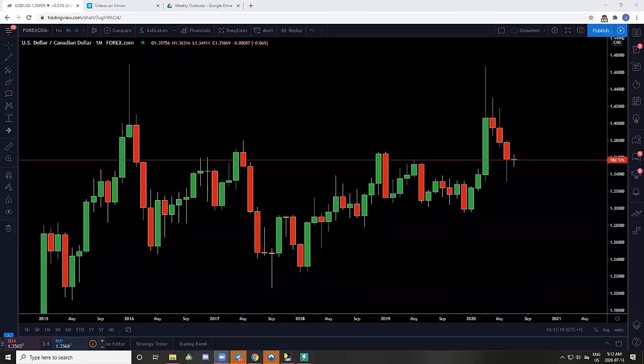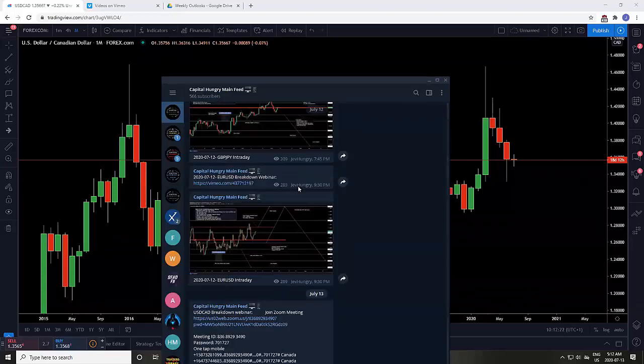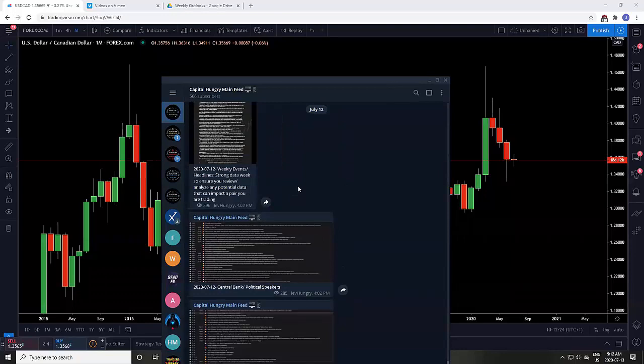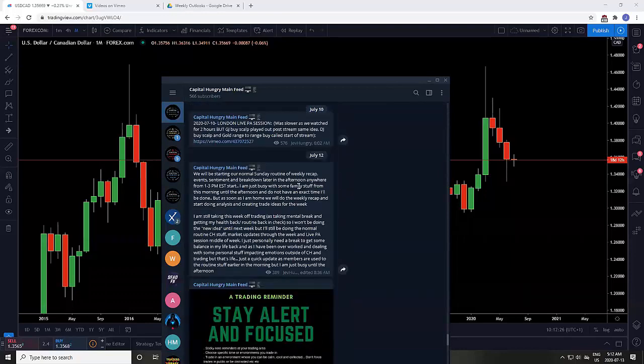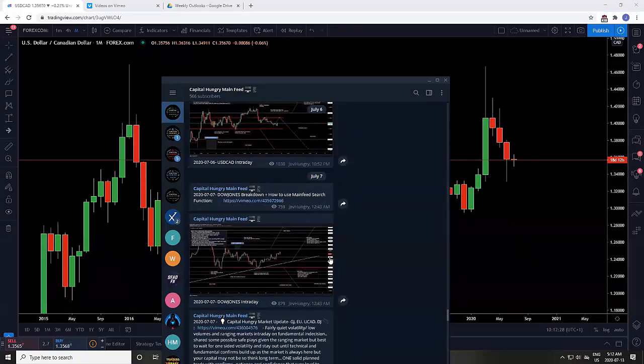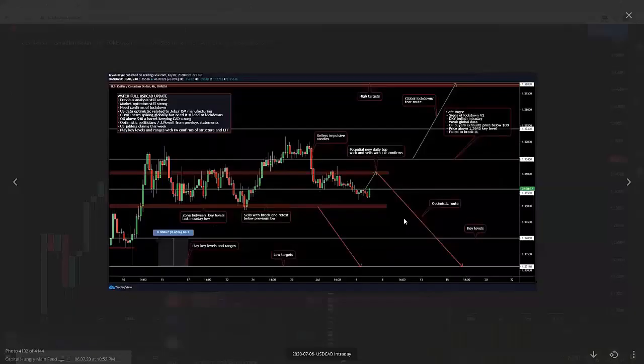Before we start, we're going to review our previous breakdown, which is still active. We're just going to be looking at some of the events, data reports and so on that we have going on this week that can possibly impact or change this analysis. We haven't broken out of our key areas to see potential buys, and we haven't broken out of previous low points to see long-term sells.